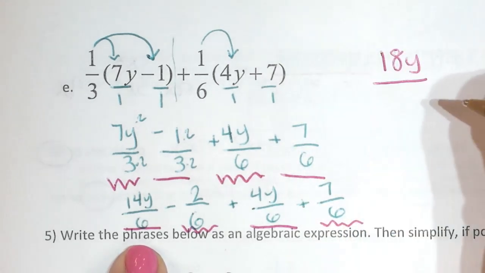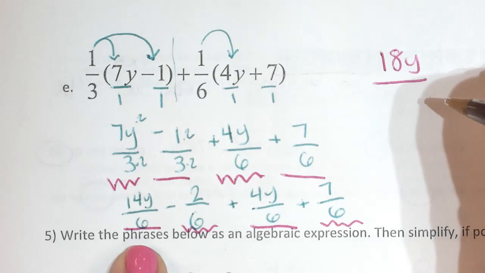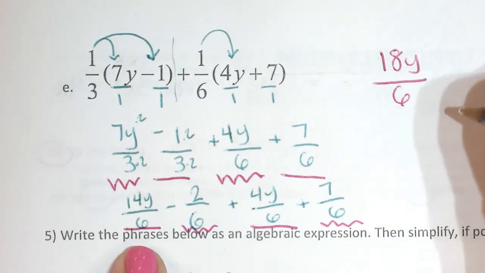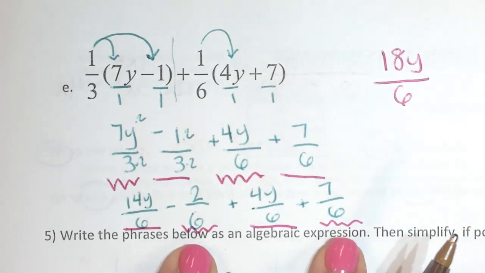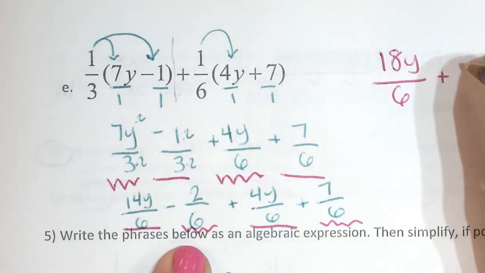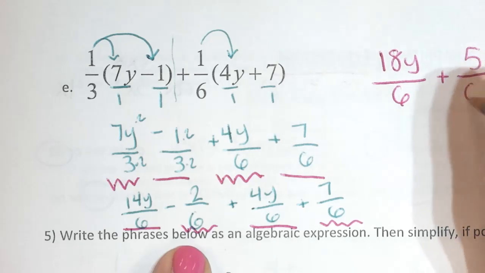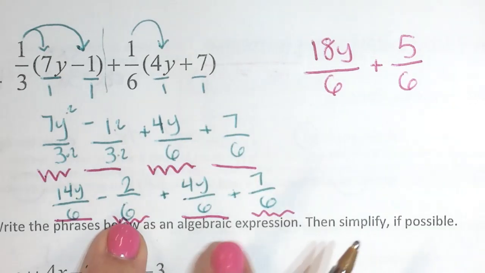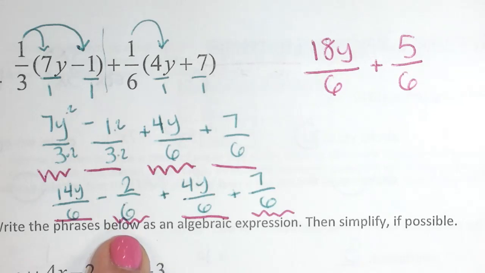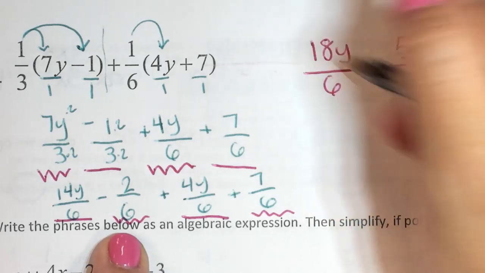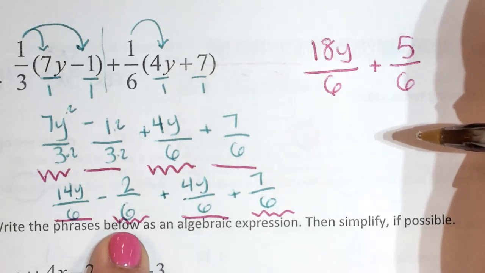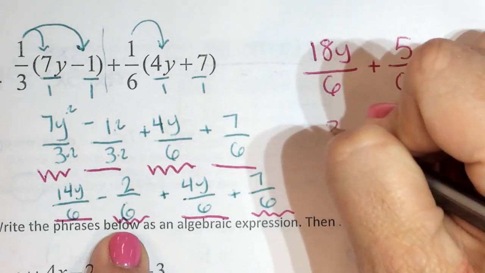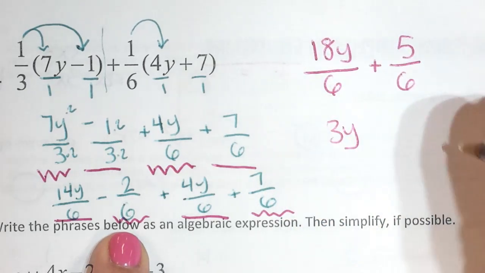18y. And now do denominators change when we add? No. Y'all can say it. Okay, negative 2/6 plus 7/6. Well, what's negative 2 plus 7? Positive 5. Negative 2 plus 7. No, I said negative 2/6 plus 7/6 at first. Okay, does this simplify? What does it simplify to? 3y. And then does this simplify? No.